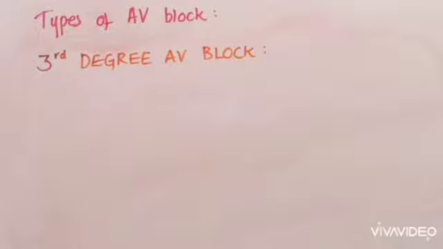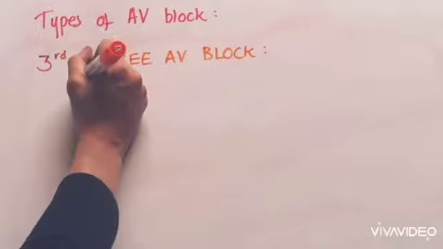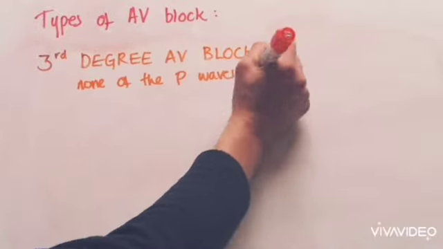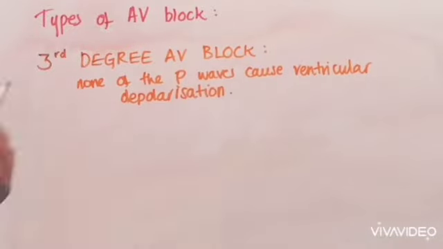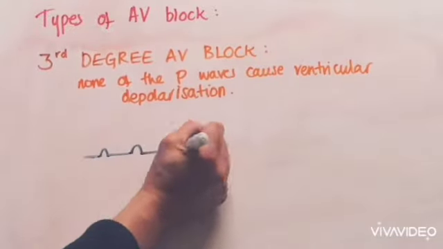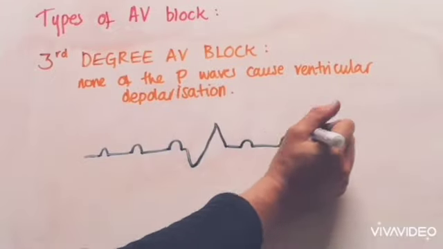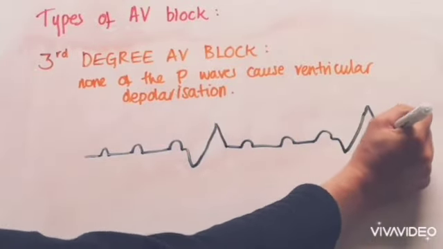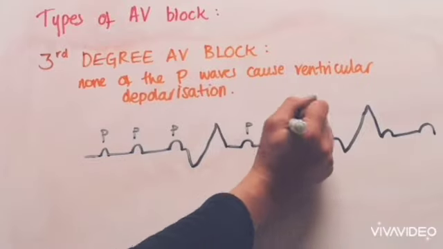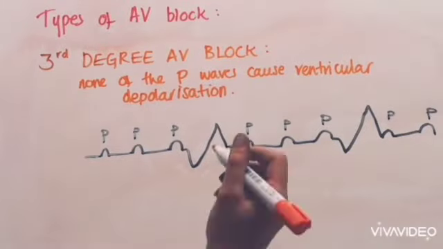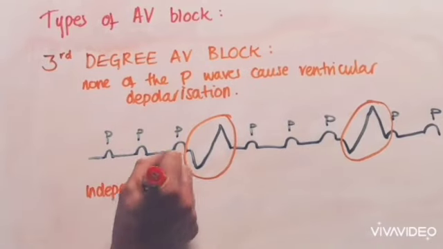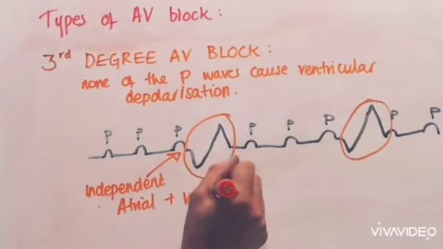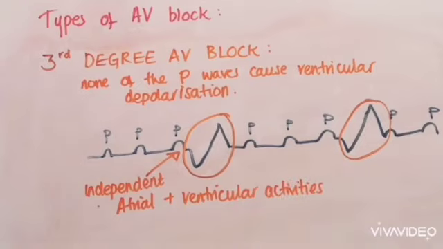And this is where there is no association between the P waves and the QRS complexes. The P waves and the QRS complexes are very independent of themselves. This means that whatever the atria is doing is not causing depolarization of the ventricles, and it's seen by this big, wide, and bizarre complex, as depolarization within the ventricles is taking a really long time. Remember, they're independent atrial and ventricular activities.